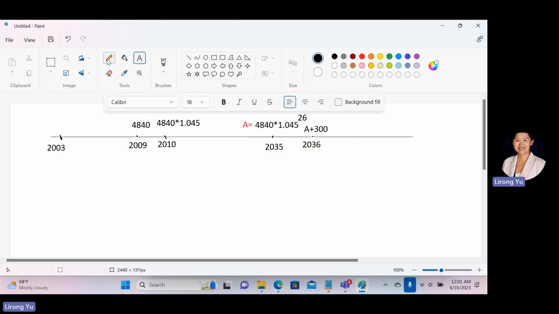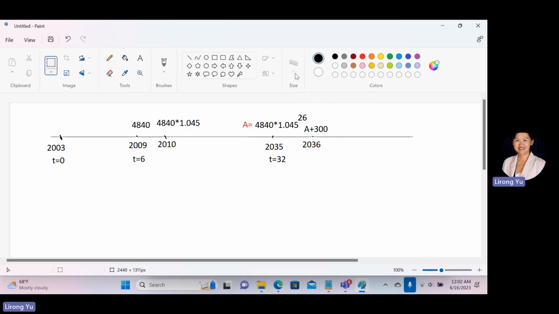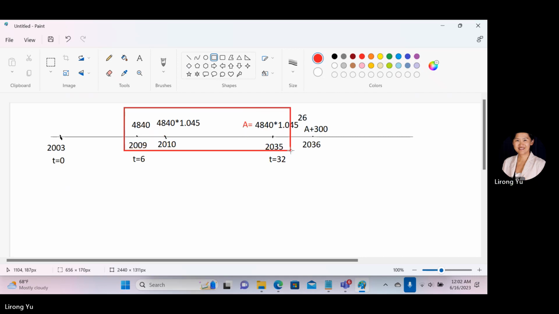So what I did, I think you probably do the same thing. Let's identify the timeline. This is time equal to 0. This must be time equal to 6. And this is when time equal to 32, because you take 35 minus 2003. All right, so we can then find the individual total value. You can actually find the total value for the geometric series, which is this one.